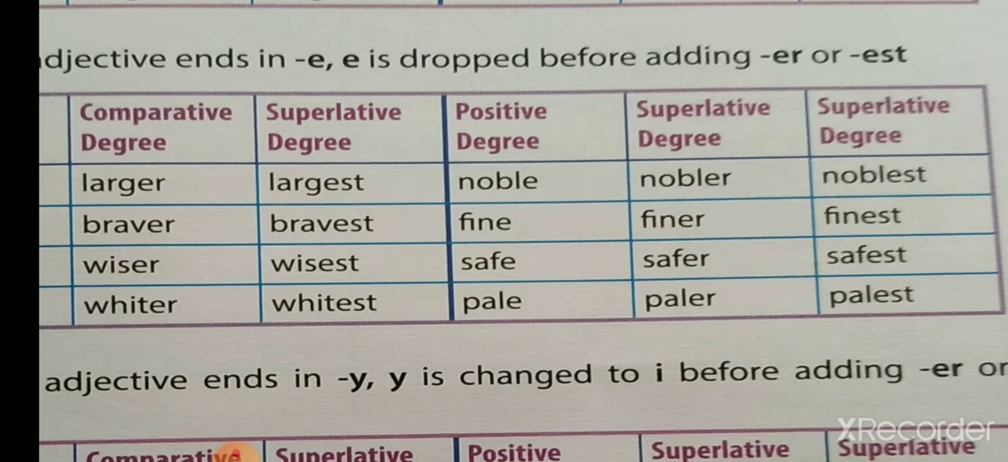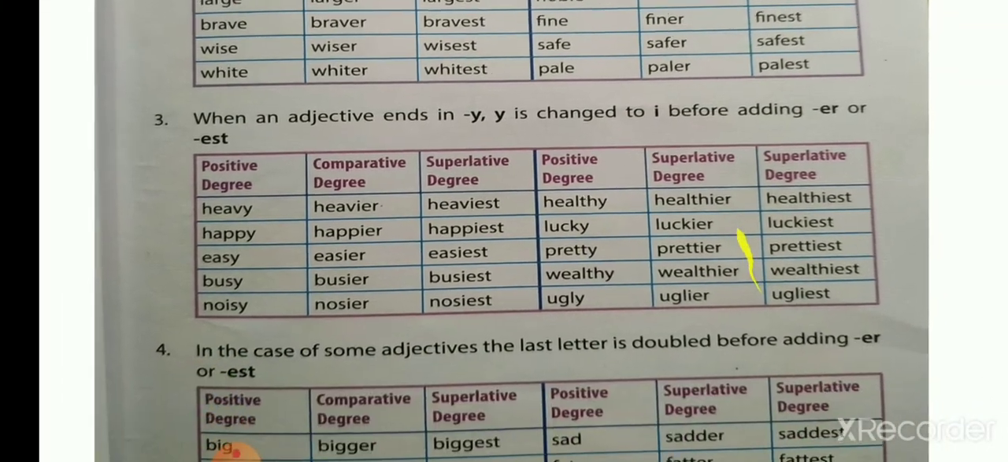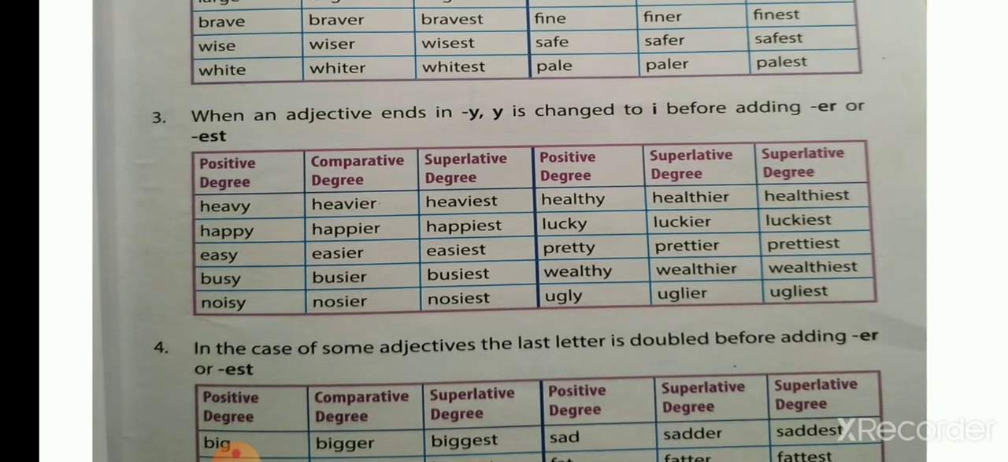Next rule we have is the third rule. When an adjective ends in Y, the Y is changed to I before adding er or est. Now, look at this. The words ending with Y, like heavy, will be converted to heavier, by eliminating the Y and adding the letters. Heavier, heaviest. Happy, happier, happiest. Easy, easier, easiest.